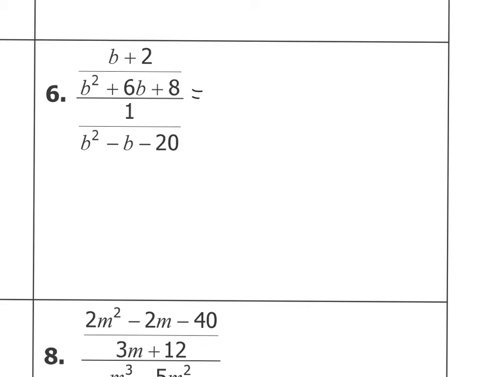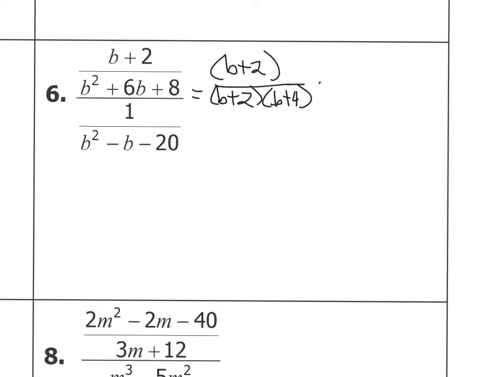So this numerator cannot be factored. So I'm going to put it in parentheses, b plus 2 over, and then this denominator can be factored. And you're going to find in this section that the factoring for your trinomials tends to be fairly simple. So we don't have a coefficient here, so the factors of 8 that add to give you 6 are 2 and 4. So I've got b plus 2 and b plus 4. I know that the signs are positive because all the signs are positive in that denominator.